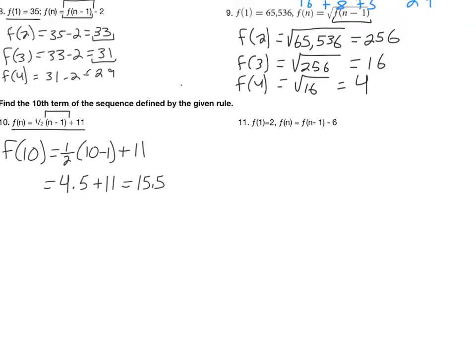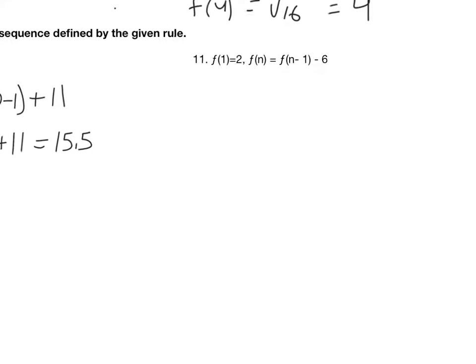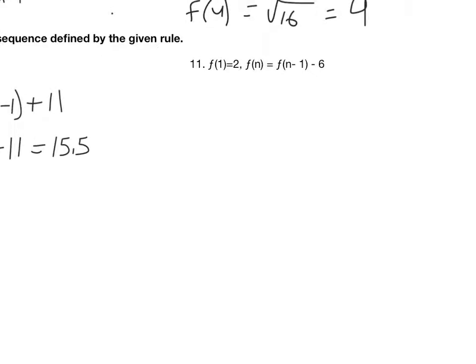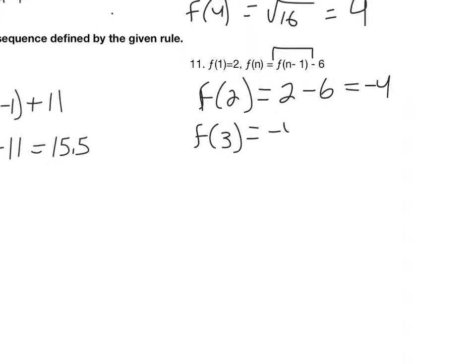Unfortunately, the next one is not explicit, it's recursive. Because it's recursive, if we want to find the 10th term, we're going to have to find all the previous terms as well. So we have f of 1, which is 2. How would we find f of 2? Remember, this means previous term, so we'd subtract 6 from our previous term. 2 minus 6 is -4. How would we find f of 3? Previous term minus 6, which is -10.